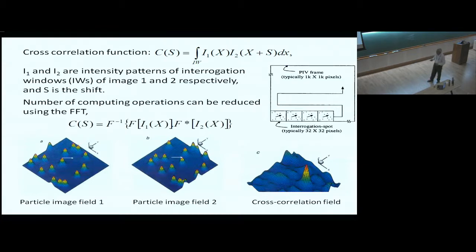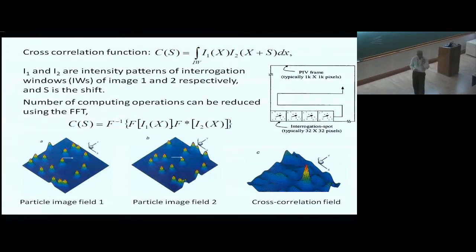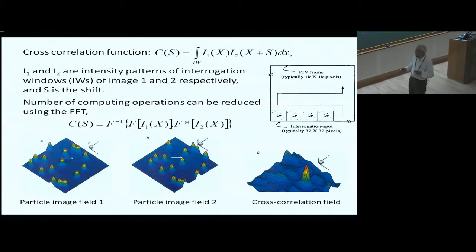In principle, one can follow each particle and get its velocity, but that of course is not possible since you have a large number of particles. So what you do is take the cross correlation between these two images, and you'll get a peak at the point corresponding to the correct particle displacement, from which you will get the velocity field.